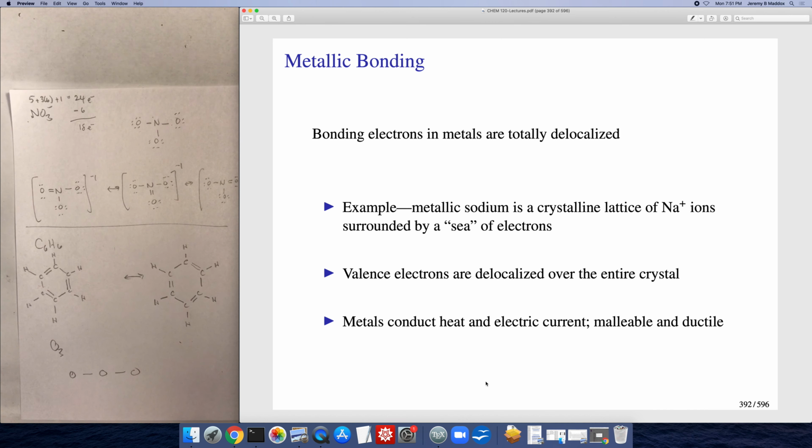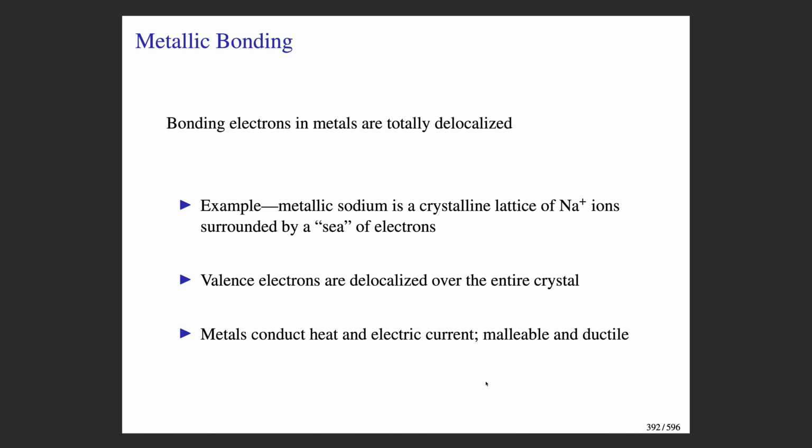For this last topic, I wanted to talk about metallic bonding. So we've talked about ionic bonding, we've talked about covalent bonding and Lewis structures. Another type of bonding that we see in chemistry is metallic bonding. And so here we're talking about a metal. We'll take sodium as an example. Sodium has 1 valence electron. What solid sodium looks like at the atomic level is a crystalline lattice of sodium plus cations. And then those valence electrons are completely delocalized across the crystal.